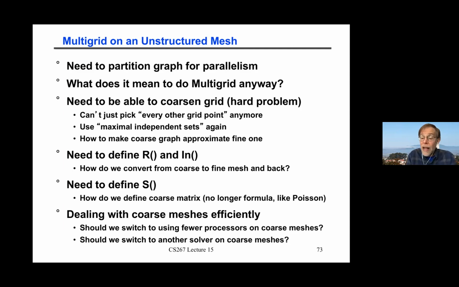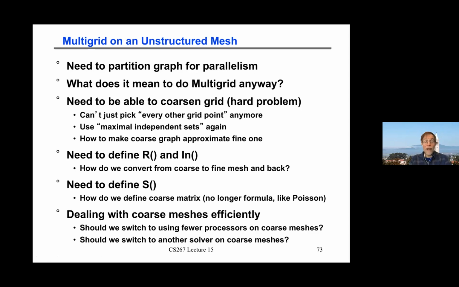So the question is, how does all of this change when you no longer have a nice simple 2D or 3D mesh? And what does it mean to do multigrid anyway? How do you pick every other mesh point? We need to be able to coarsen the grid, and it's not just a matter of picking every other mesh point anymore. It becomes much more interesting and problem dependent.